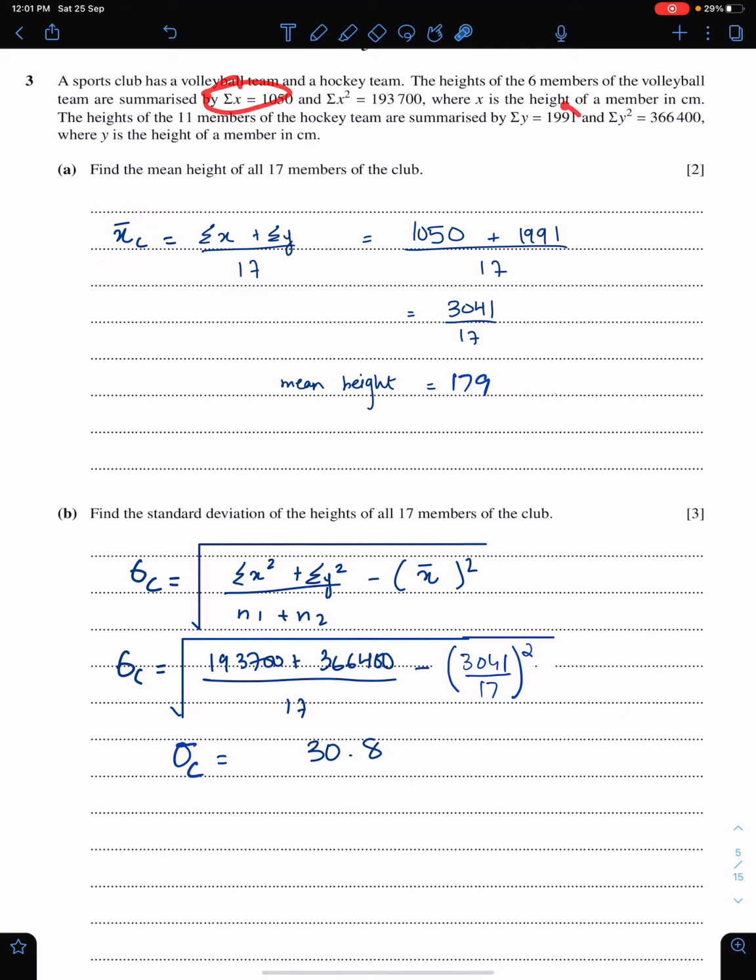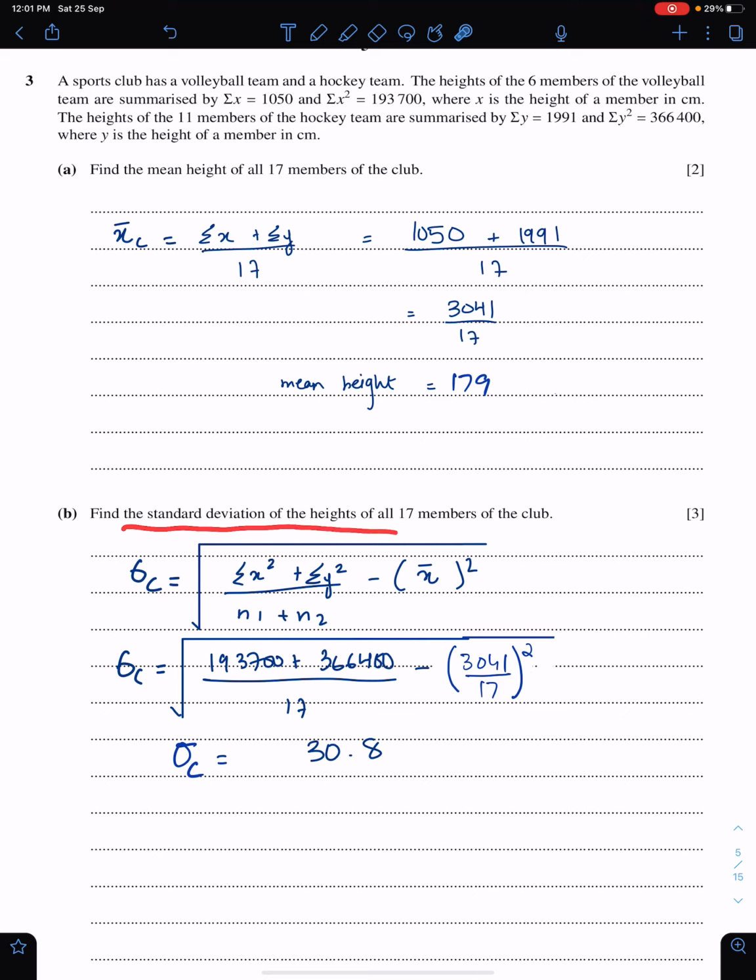Sigma x plus sigma y divided by the total number of players. This is the exact answer, and this is the answer up to 3 significant figures. You can leave your answer in both ways, but make sure you use the exact value in the later part. Never use the estimated answer in the later part.